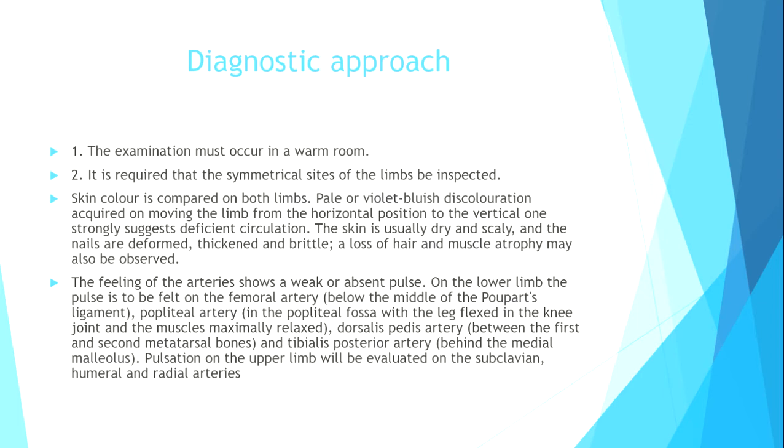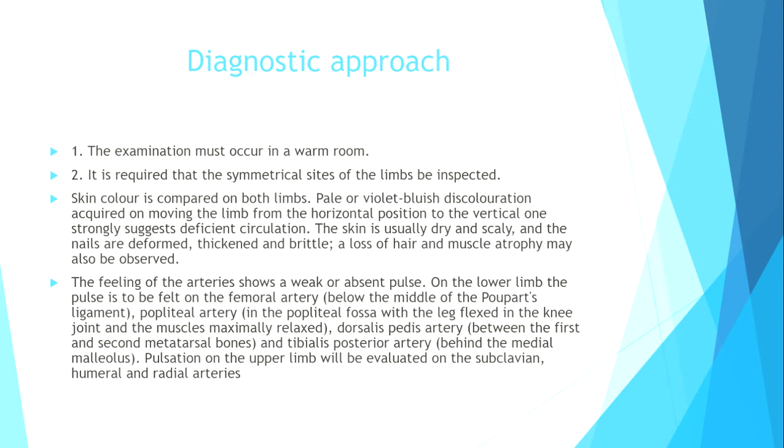The feeling of the arteries shows a weak or absent pulse on the lower limb. The pulse is to be felt on the femoral artery below the middle of Poupart's ligament, popliteal artery in the popliteal fossa, with the leg flexed in the knee joint and the muscle maximally relaxed, dorsalis pedis artery between the first and second metatarsal bones, and tibialis posterior artery behind the medial malleolus.